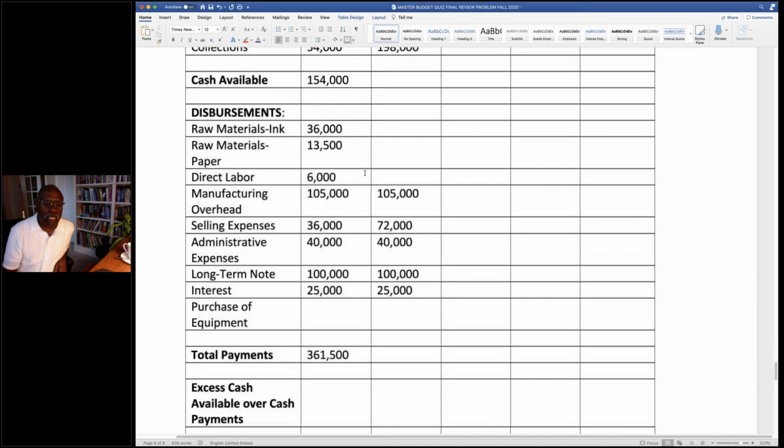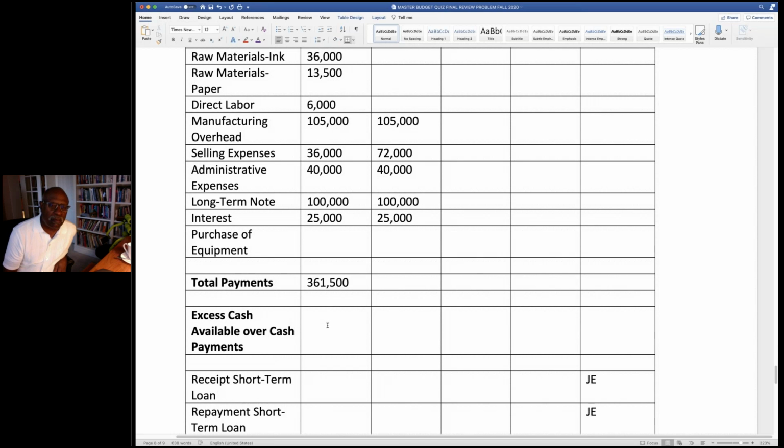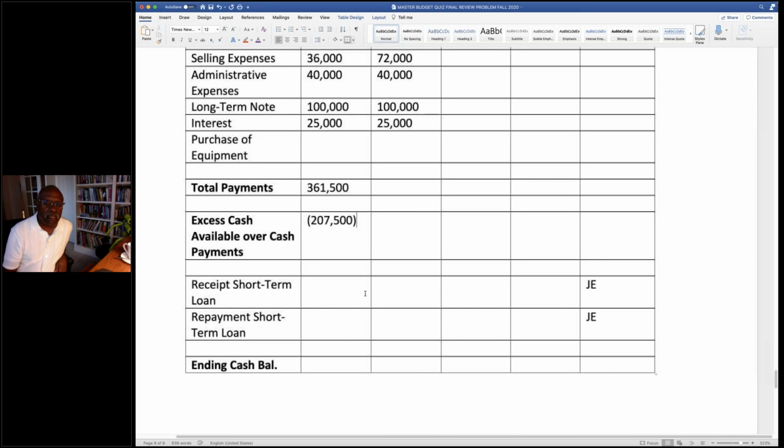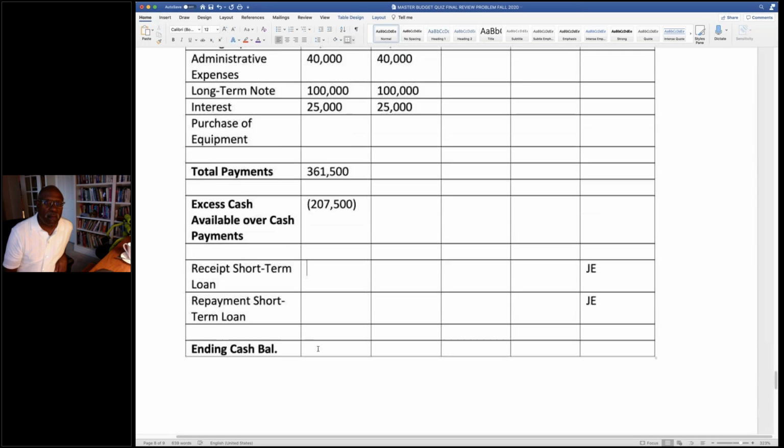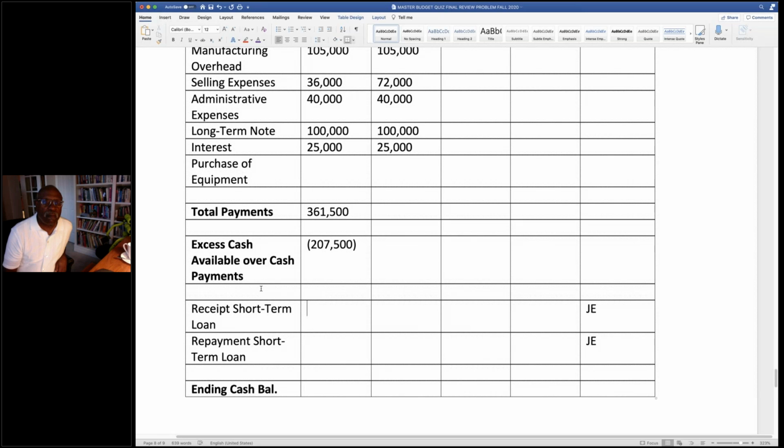So what's our excess cash available? It's a negative number, right? So how much are we in the hole? 207,500. Okay. So we need a short-term loan for how much? $200,000.